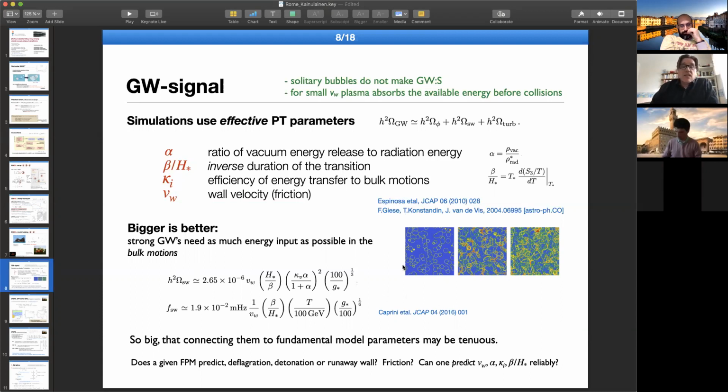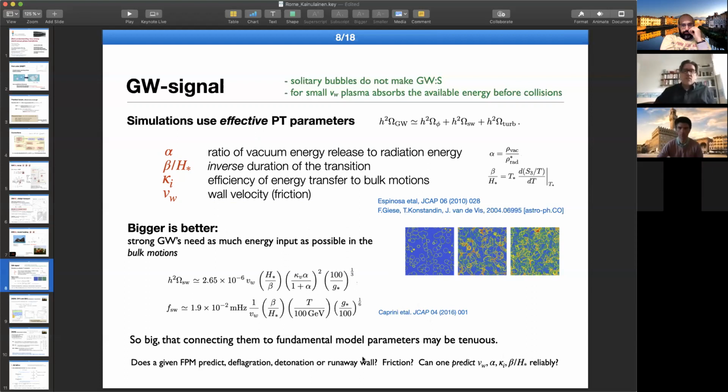And the thing is that to get an observably large signal, you want these numbers, alpha for example, to be typically much larger than what you usually had in the electroweak phase transition. Like, for example, in the MSSM, before anybody was thinking about gravitational waves, the typical number would be about 0.01. And now people want to have numbers like 0.15, 0.20 to get a good visible signal. So these are rather big numbers.